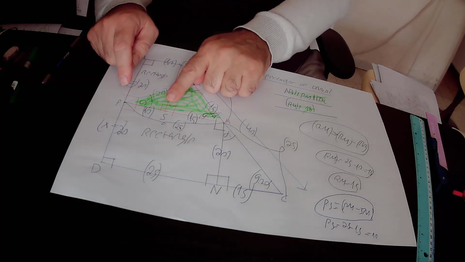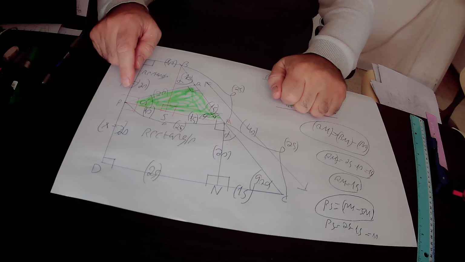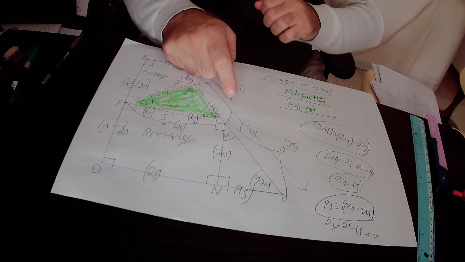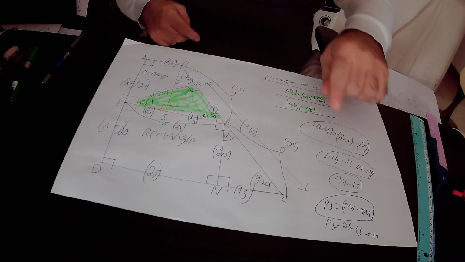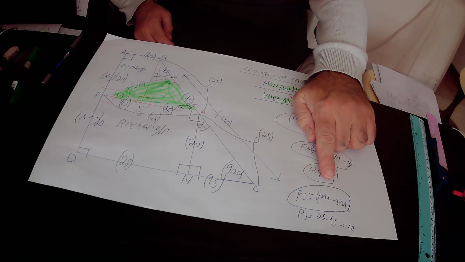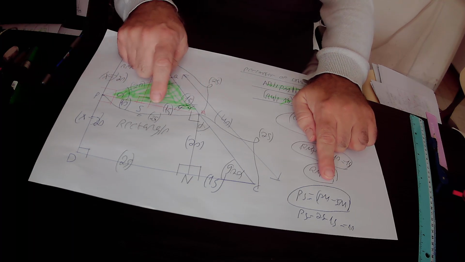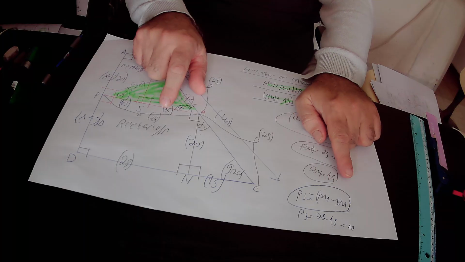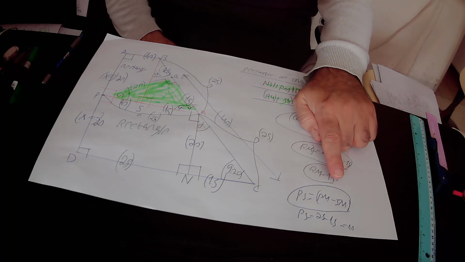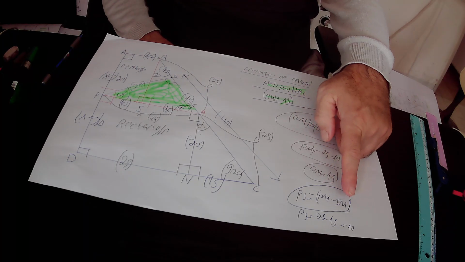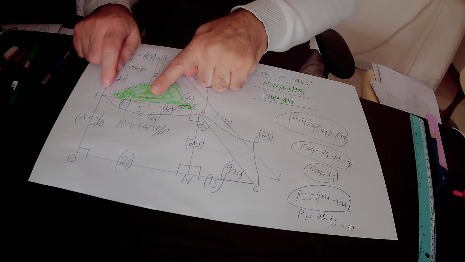What is the length of this piece PS? PS in total equals PM minus SM. So PS equals PM, that is 25, minus SM, that is 15. So in total, PS equals 25 minus 15, that is 10. So PS equals 10 units.